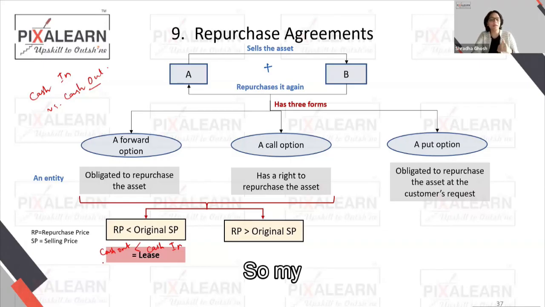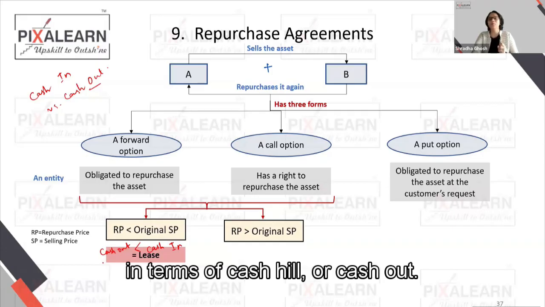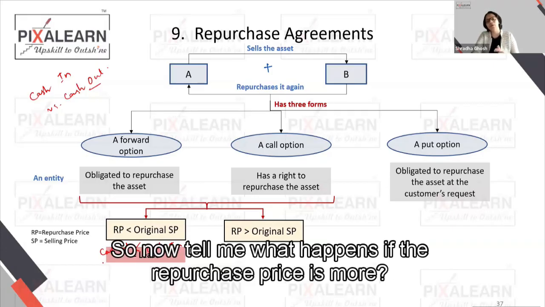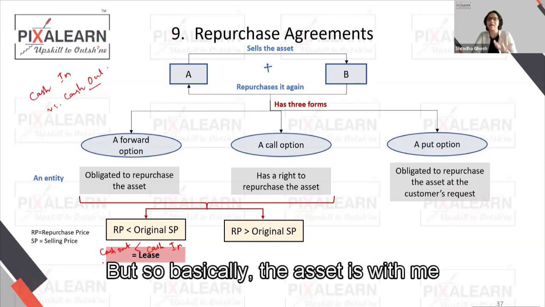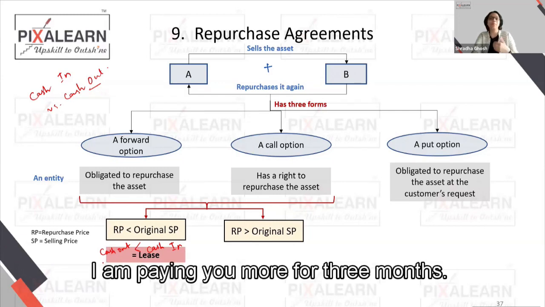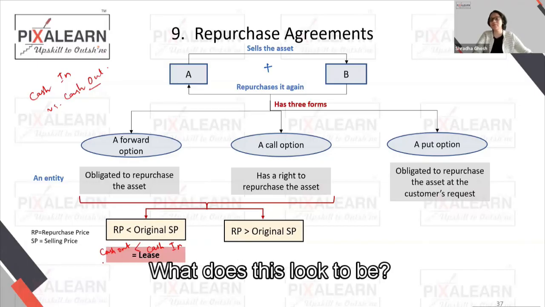So my suggestion is always think in terms of cash in versus cash out. Now tell me what happens if the repurchase price is more. That means I am paying you more. I'm buying back, so basically the asset is with me. I am paying you more for 3 months. What can it be? Can anybody tell me? What does this look to be, guys?